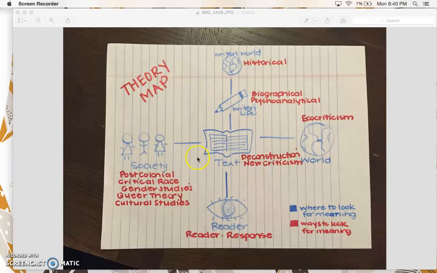But we'll talk about critical race theory, which we'll focus on today in class, or gender studies next, or the next class after that. And then some are ones that we won't talk about, but that I'll mention so that you're familiar with them in the future. That would be like psychoanalytical or deconstruction.